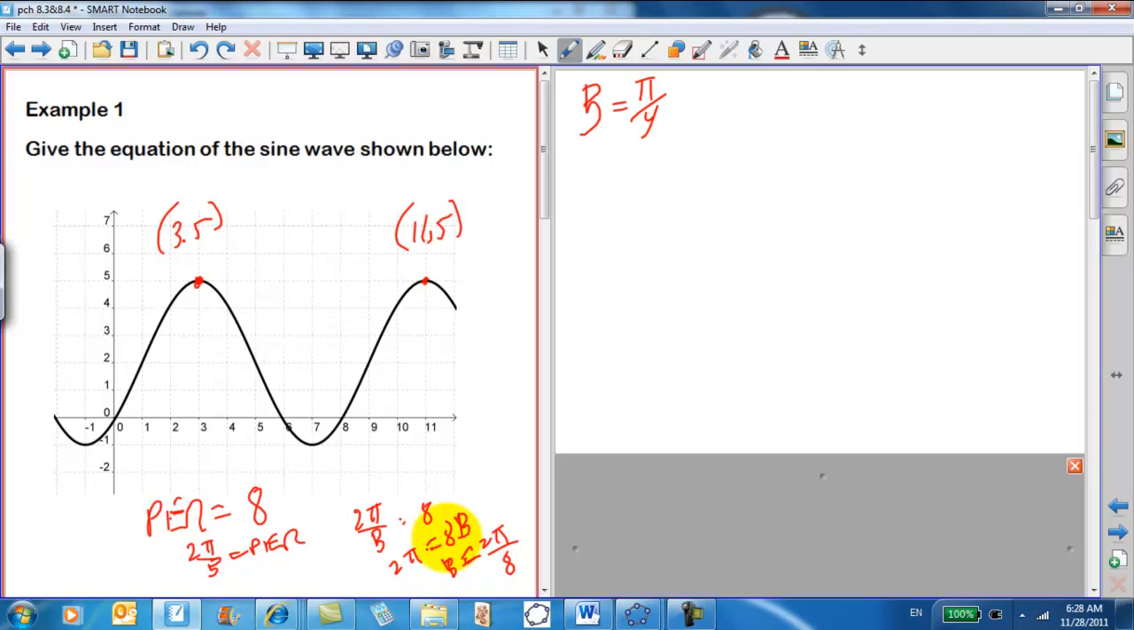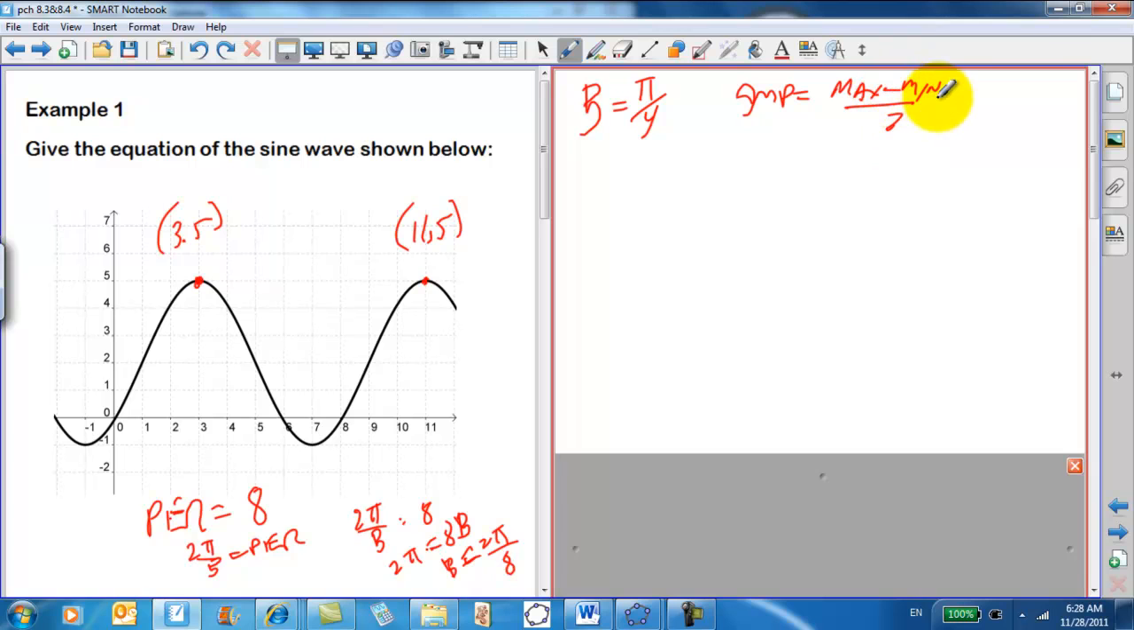Now what about the amplitude? The amplitude is the max minus the min divided by 2. And so our maximum is 5. The minimum is down here at negative 1, and we divide that difference by 2 and we get an amplitude of 3. So that means our A coefficient is going to be 3.